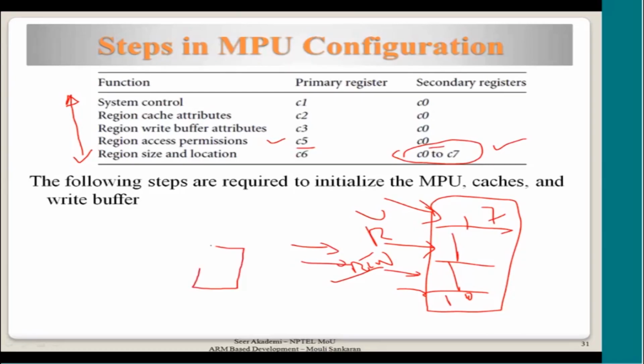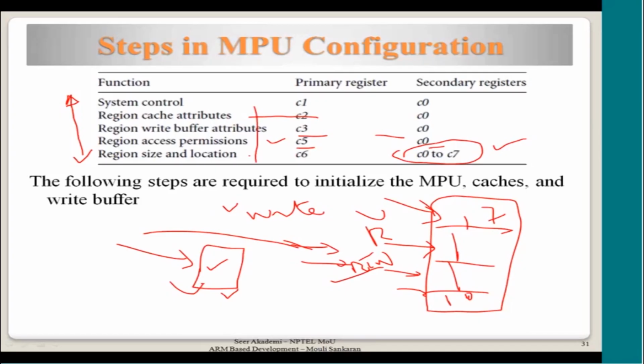Then, if there is a write buffer in the system, we can enable whether the data written into the memory can go through the write buffer or needs to go directly to the memory. We will do it using write buffer attributes. Then we will say whether a particular region can be cached, whether it is an instruction or data cache, and what kind of write policy can be applied on the region. All that we will write.